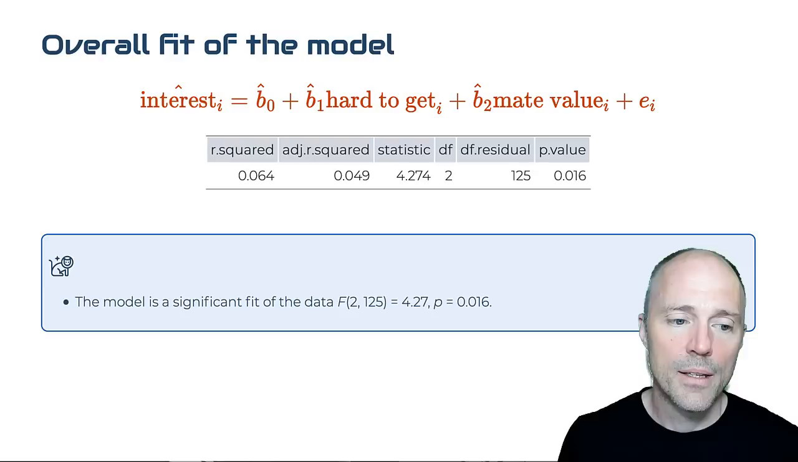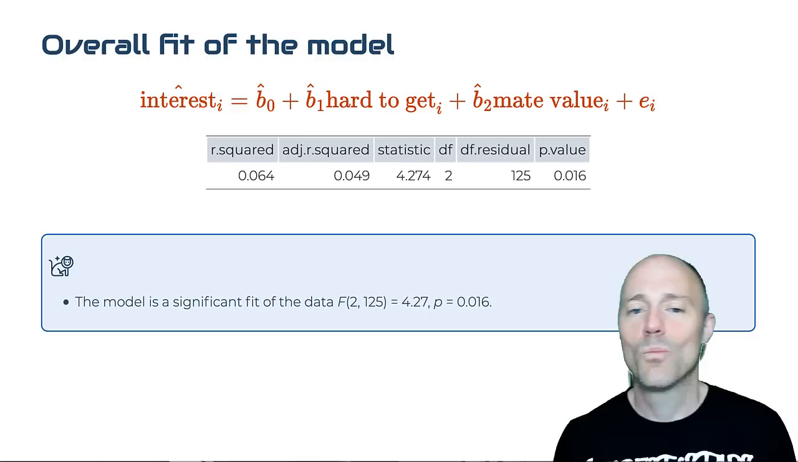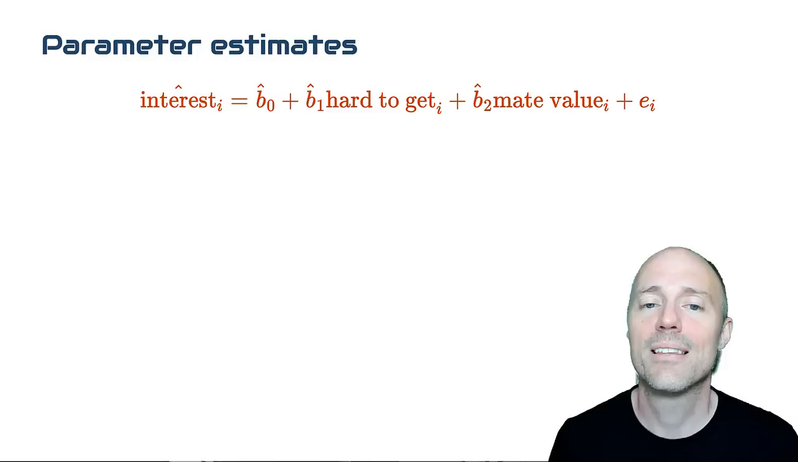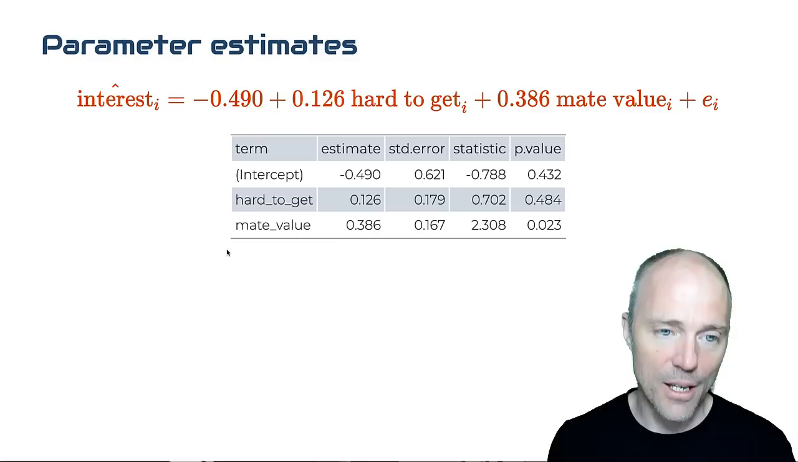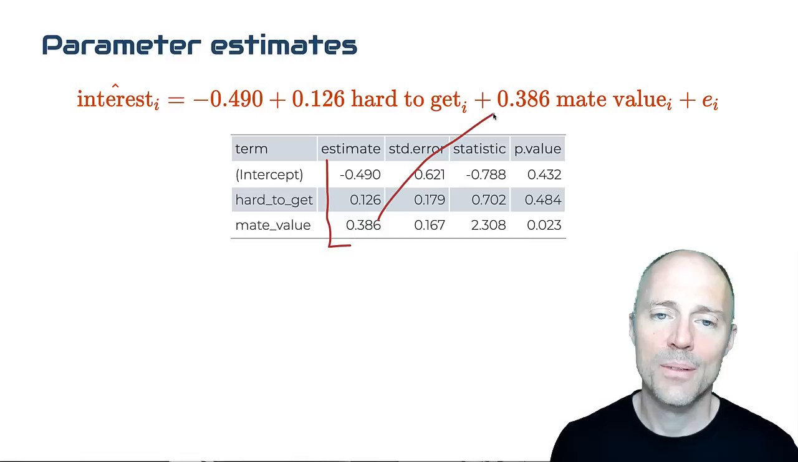So here we would then say the model is a significant fit of the data, whereas it wasn't before. So we can look at what the values of the betas in this model actually are. And this shows us what our model is. These are our estimates of the b's, which we can then put up into our model to make further predictions if you like.